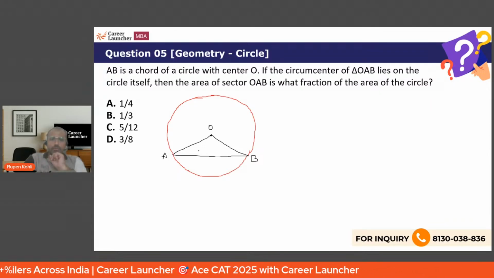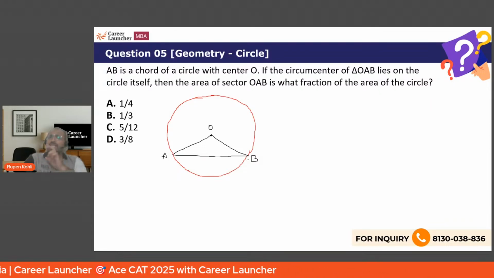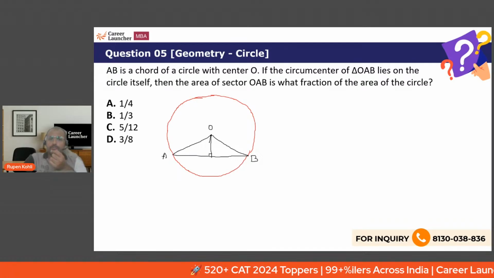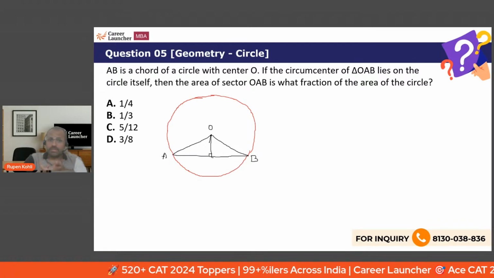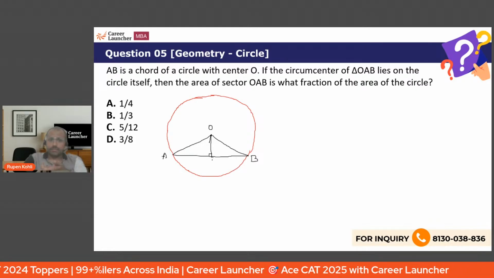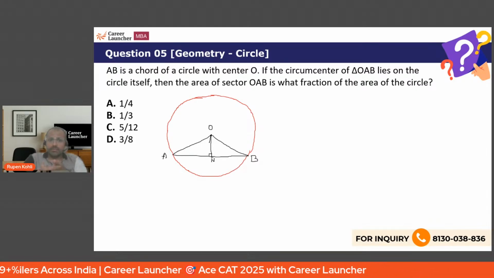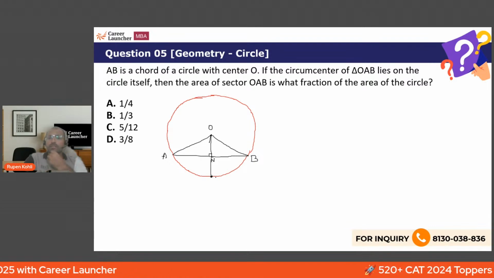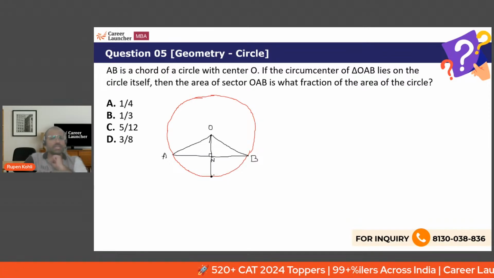Right now, the perpendicular bisector of AB, the chord itself, is nothing but the line passing through O and going perpendicular to AB, obviously cutting it at its midpoint. Let's say this is some point N. If I extend this line further, this point on the circle should be the circumcenter of the triangle OAB. That's what the question is saying.